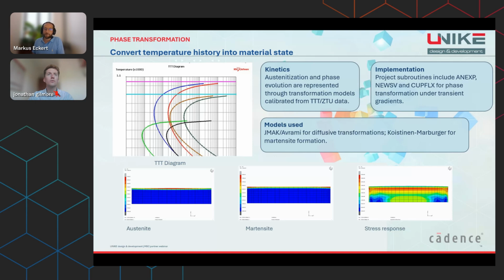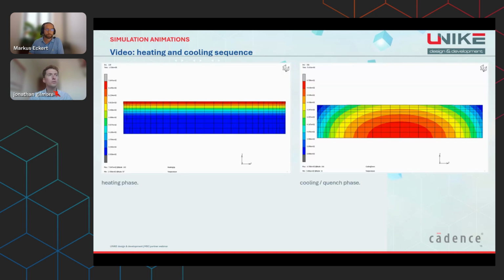The details are interesting for CAE specialists, but the key point is simpler. Only when we translate temperature into phase fractions and hardening depth are we evaluating the quality of surface hardening, not just a thermal picture.